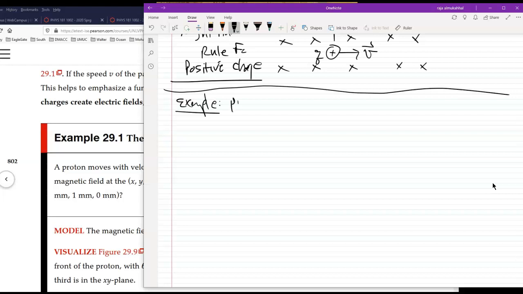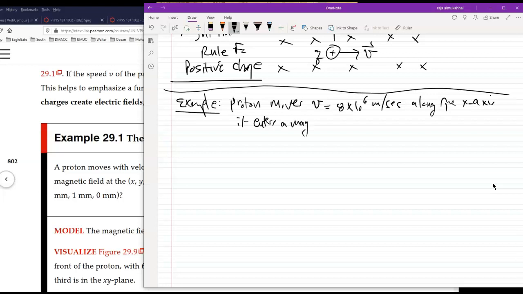Okay, it says I have a proton, which makes it positive, right? The proton moves with velocity v equal to 8 times 10 to the 6 meters per second along the x-axis. Then it enters a magnetic field of B equal to 2.5 Tesla.